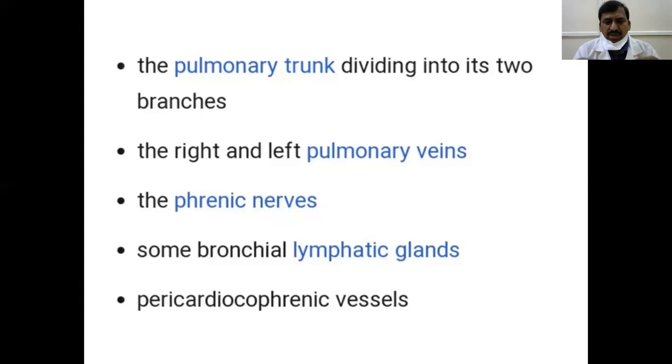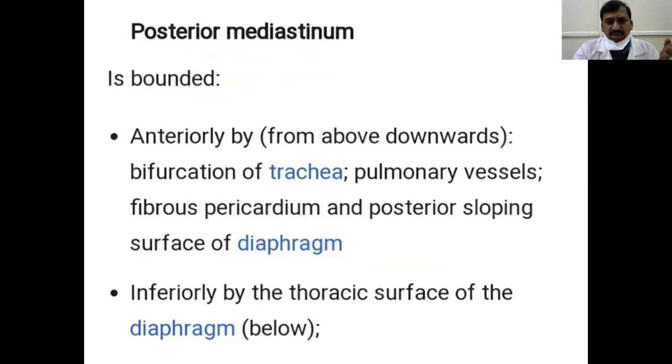Usually during quiet breathing, there is no sound. But if there is any obstruction or compression over the trachea or bronchus, it may lead to a whistling sound called stridor. And the pericardiacophrenic vessels are also contents of the middle mediastinum. These are all the important structures present in the middle mediastinum.